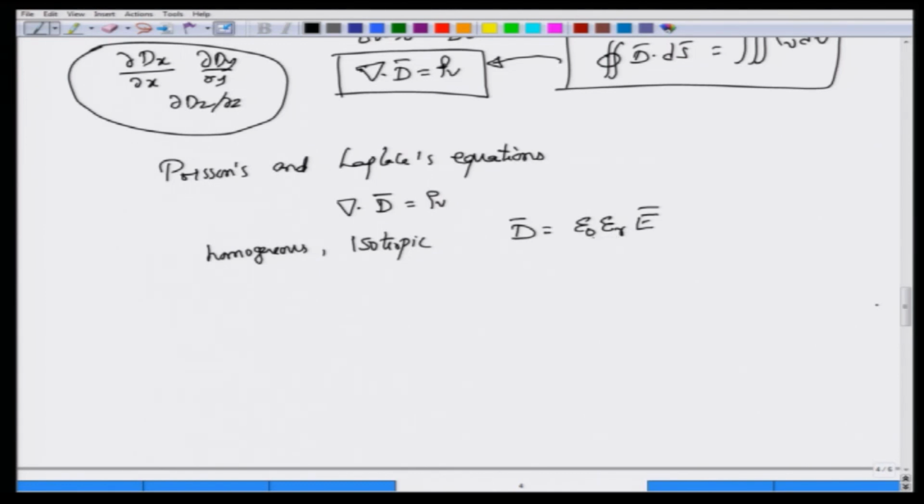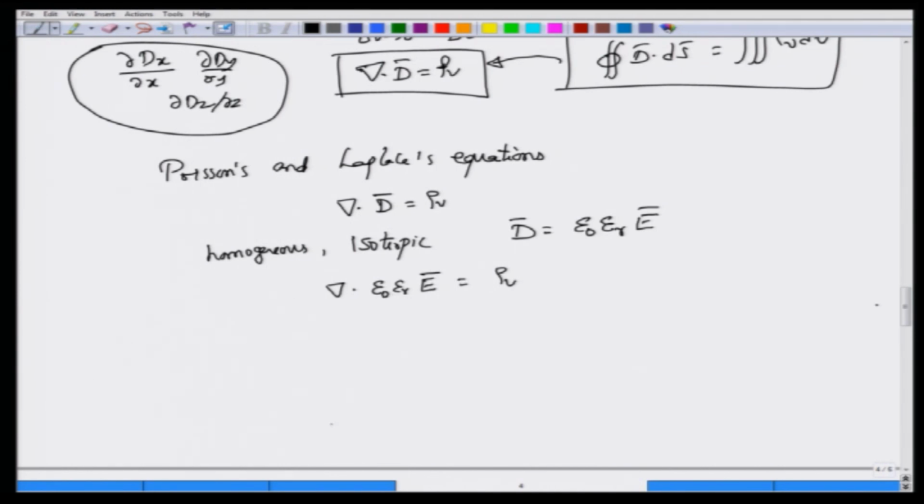You can substitute that into the point form of Gauss's law and write del dot of epsilon 0 epsilon r E, which will be equal to rho v. Because the medium is homogeneous, epsilon r is not a function of x, y or z coordinates, so it can come out of the differential.